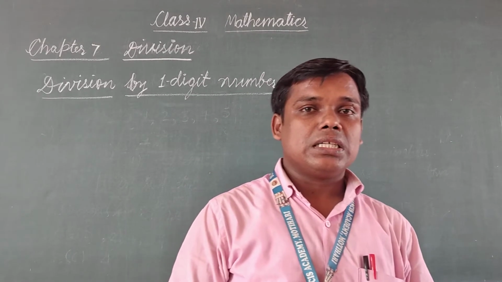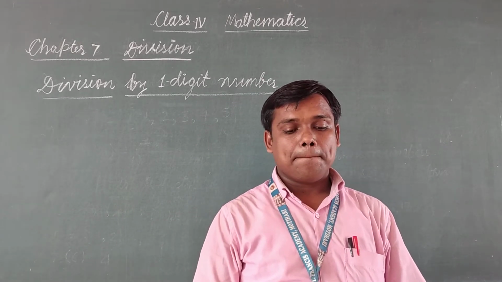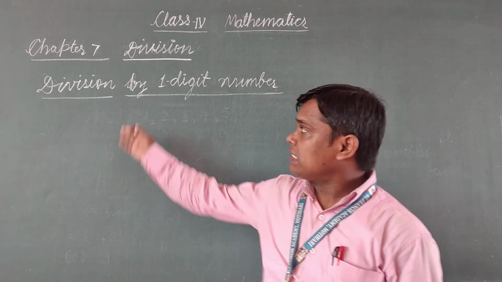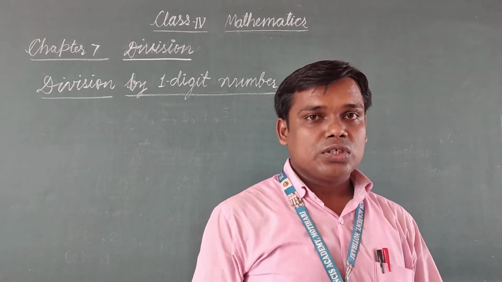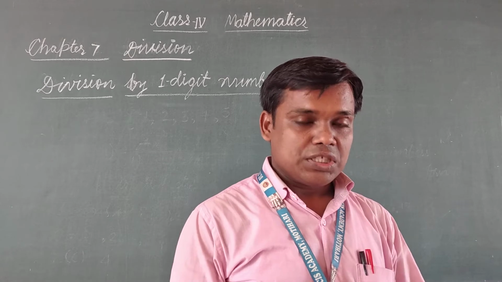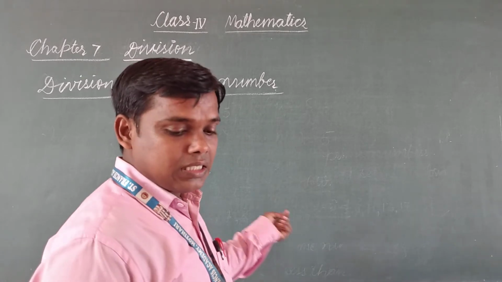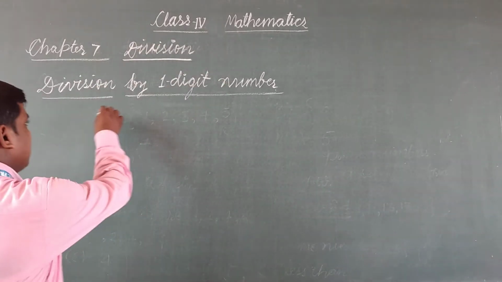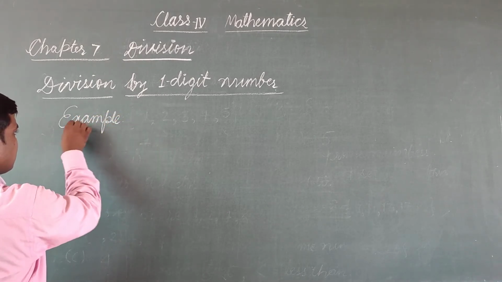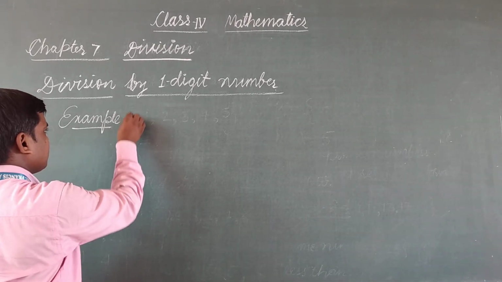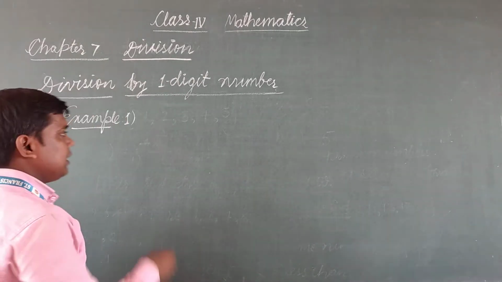Today we will learn how to divide a number by one digit, means division by one digit number. I am going to solve an example. You try to understand this example. Example 1 is divide 2859 by 6.